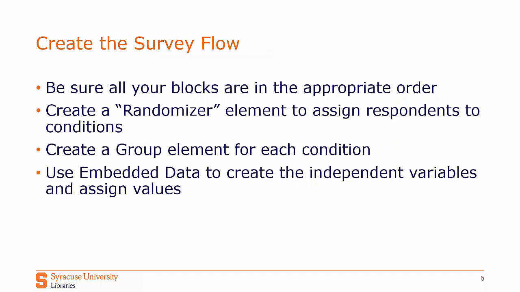Once you've created the survey instrument, you can then go in and create the survey flow. And this is where the randomization and the assignment to experimental groups occurs. First, be sure that all your blocks are in the appropriate order. And then you create a randomizer element, and this assigns respondents to each of the experimental conditions. You create a group element for each condition, and then you can use embedded data to create the independent variables and assign their values.